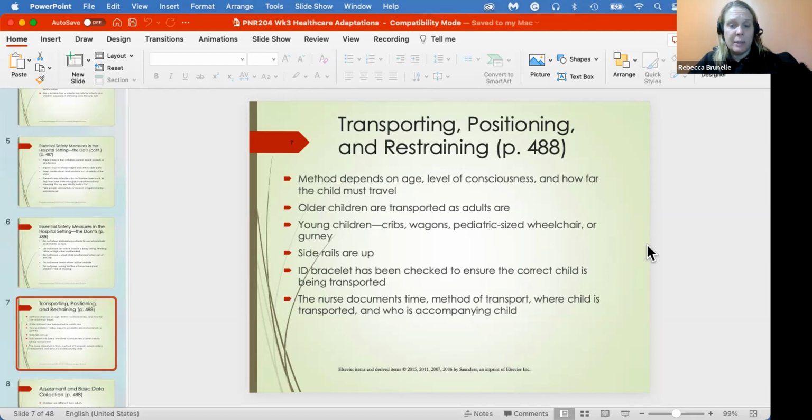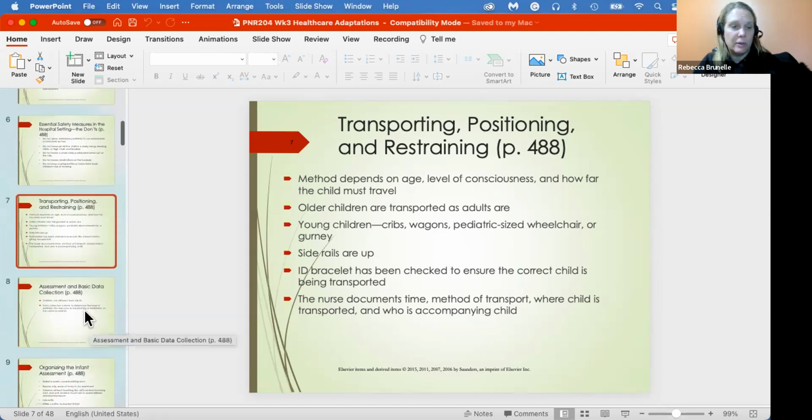So I think all of this applies to any hospital, but with children you always worry about them getting lost or being kidnapped or what have you. So always make sure that they're being transported safely. If they can walk, they should be able to walk to wherever they need to go. In hospitals, a lot of times they have wagons or pediatric sized wheelchairs that are kind of fun looking. And if they have to go in their bed, make sure the side rails are up, that they have their ID band on, and that the nurse is always documenting where they went, when they came back, and who they went with.